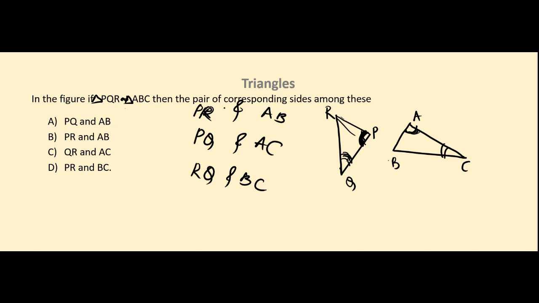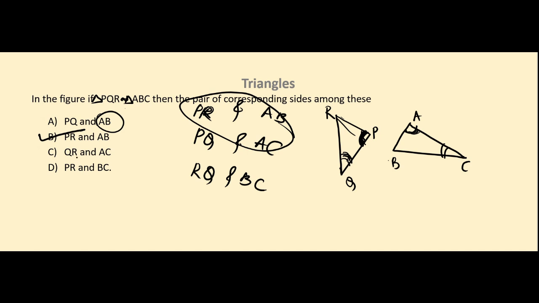PQ and AB. Can we write? No, not possible, correct? See here, PQ, the similarity condition applies to AC, correct? But here they have given AB, so not possible. And PR and AB, yes, it is present. So the correct option is B.